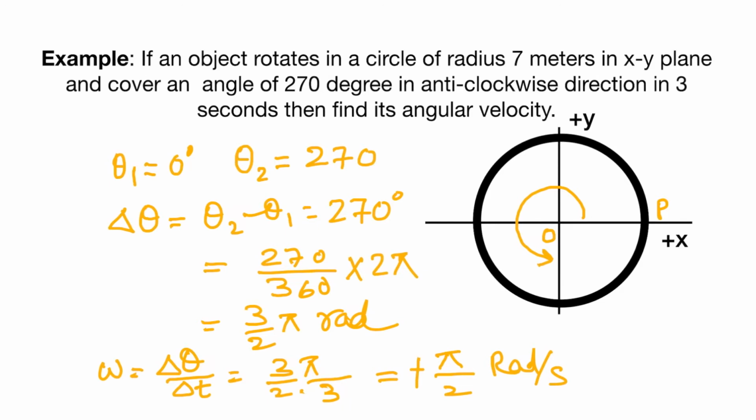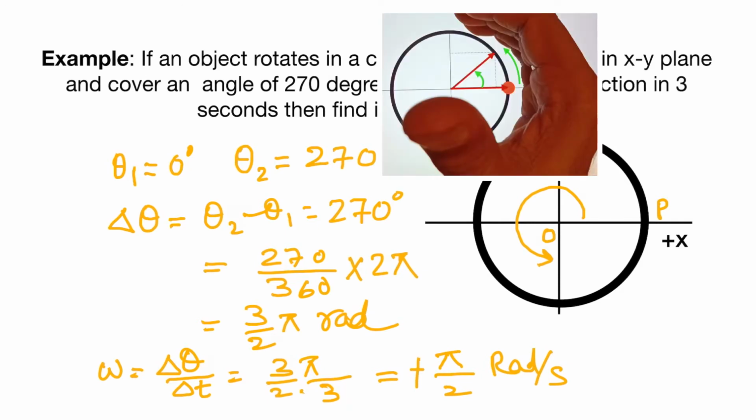To find out the direction of angular velocity, which should be in the same direction in which the angular displacement is given by right hand thumb rule. Since the motion is in xy plane, as per the right hand thumb rule, the direction will be in positive z direction.